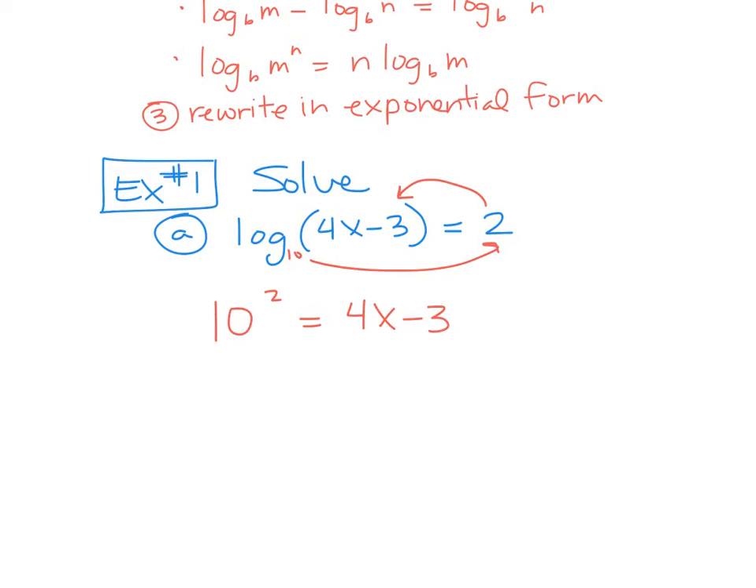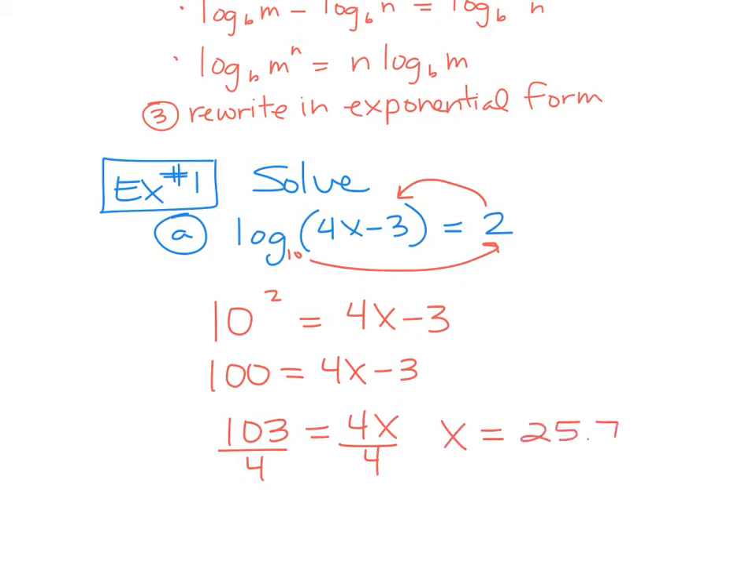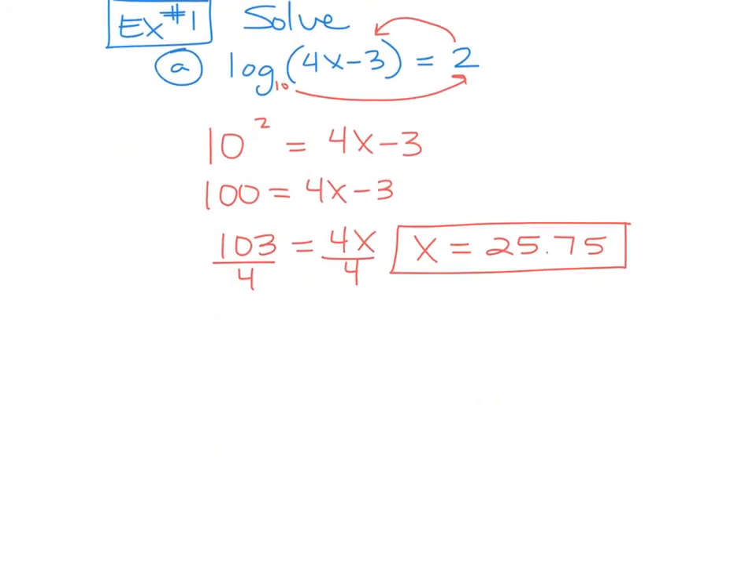And from here, beautiful, simple algebra, right? We know how to do this over and over and over again. So you get 100 equals 4x minus 3. You're going to add 3 to both sides. So 103 equals 4x, and then you're going to divide by 4. And x comes out to 25.75. Okay, so you got to get it in exponential form. That's probably, if you can get that, you can get the rest of it.